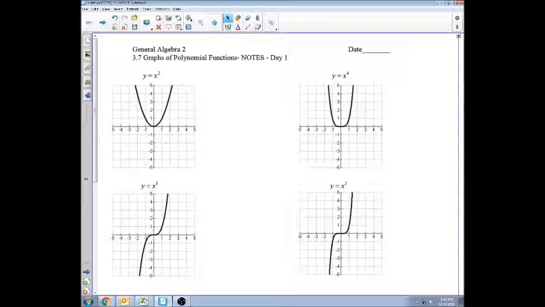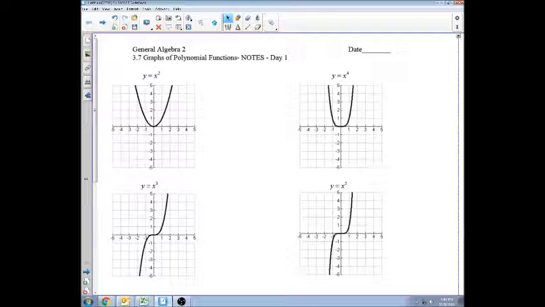This lesson is for my Algebra 2 class. It is 3.7, Graphs of Polynomial Functions, Day 1. What you see in front of you right now is 4 different polynomial function graphs. The first one is y equals x squared, then we have y equals x to the 4th, y equals x cubed, and y equals x to the 5th.